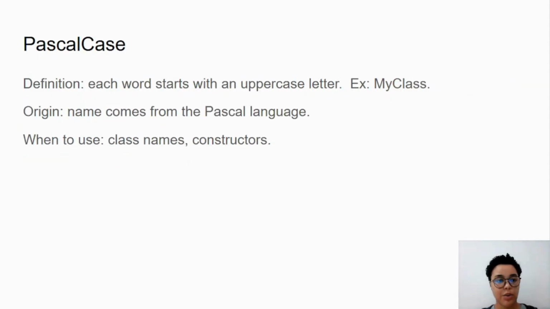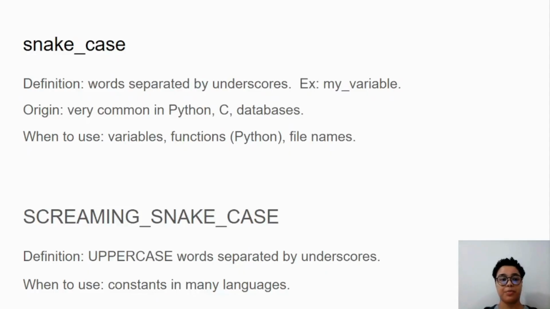In PascalCase, each word starts with an uppercase letter. For example, MyClass. The letter M is in uppercase, and in Class, the C letter is in uppercase. The name comes from the Pascal language. When to use it? When we want to create class names and constructors.